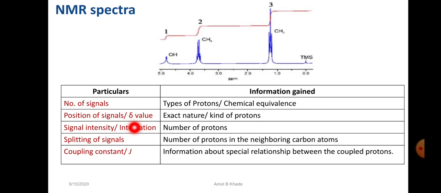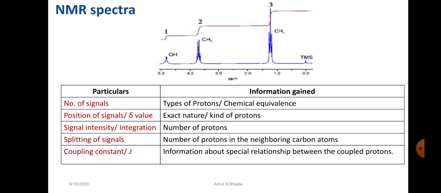Second is the position of the signal, that is the delta value, which is on the x-axis. We can see here the CH3 protons appear between 1 and 2, the CH2 protons between 3 and 4, and the OH near 5. Each type of proton, based on what neighbors it has, will have a characteristic delta value, and this characteristic delta value reveals the nature of these protons.